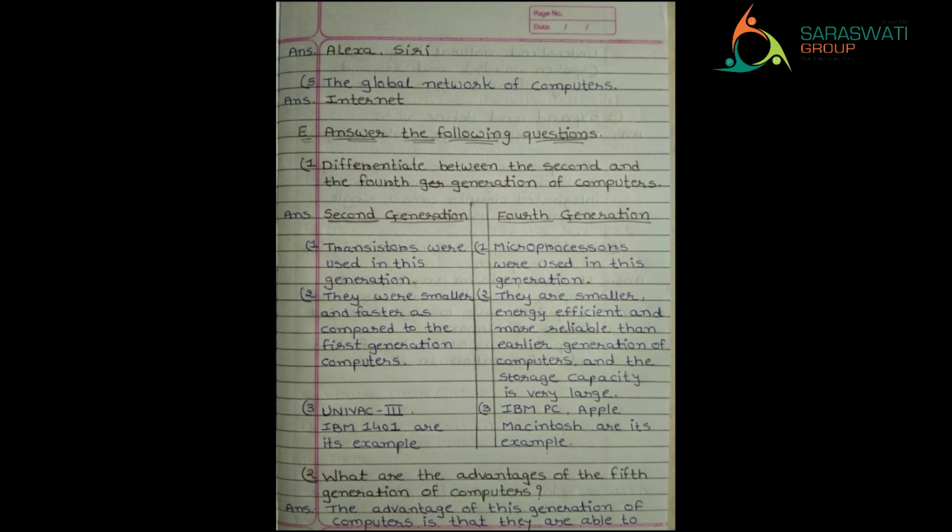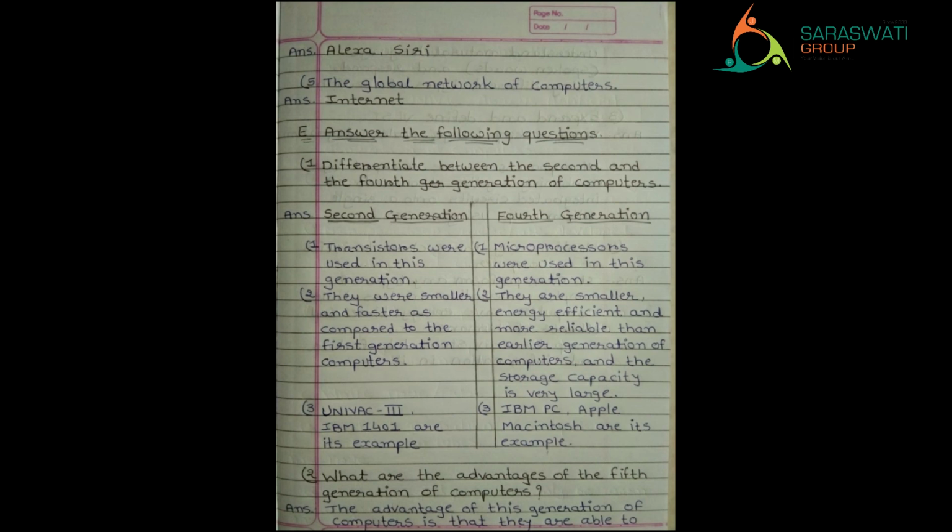Now the third point in both the topics is the example. UNIVAC, the third, that 3 I have written in Roman numerals, right? IBM 1401 are its example. So these two computers were of the second generation, and IBM PC, Apple Macintosh are its example. That means these two are examples of the fourth generation, right? So I hope you are clear till here, right?